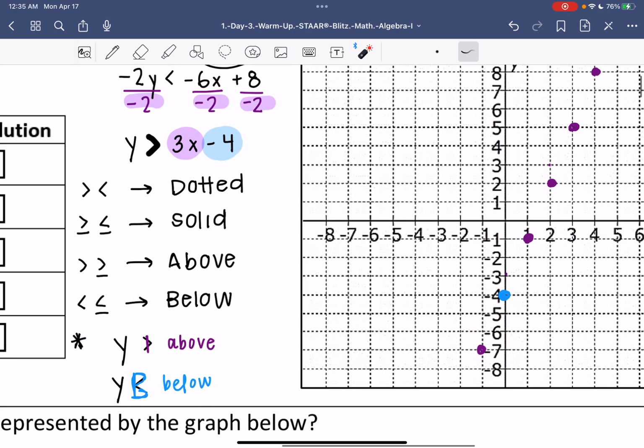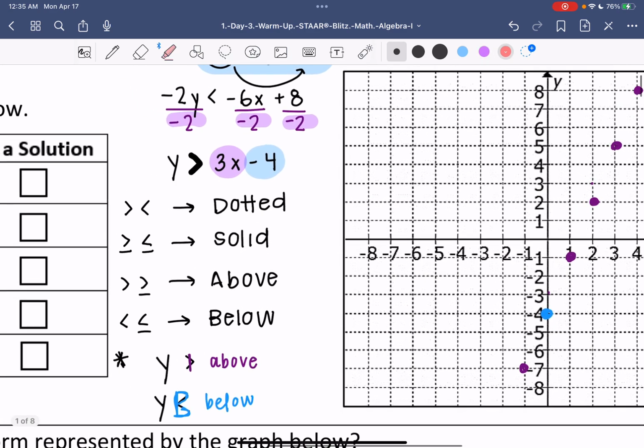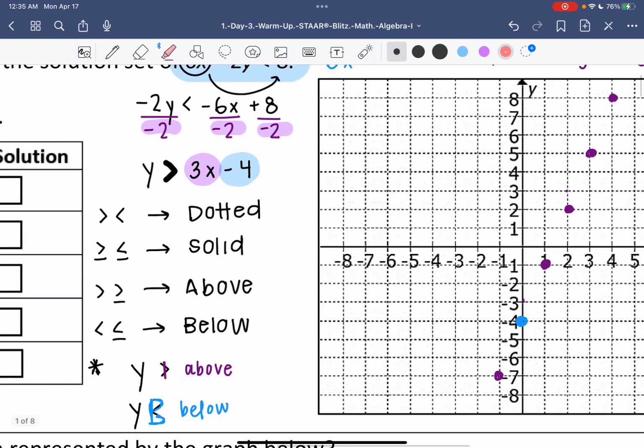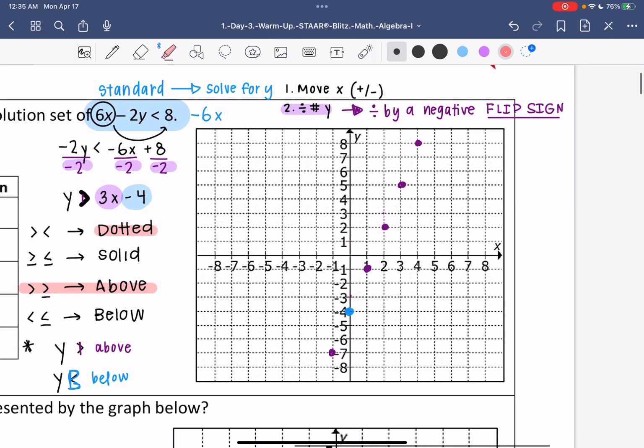So let's determine what we need here. Because this is just a less than or greater than sign, I'm going to do a dotted line. And then because the alligator, or the inequality, is facing towards the y, it makes an A. We're going to shade above. So let's make my dotted line.